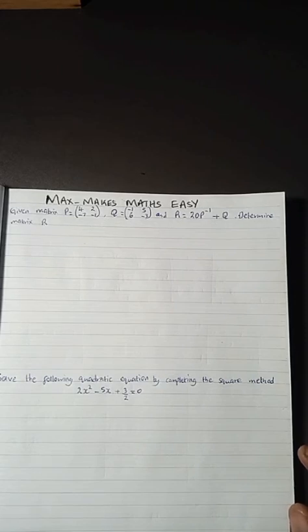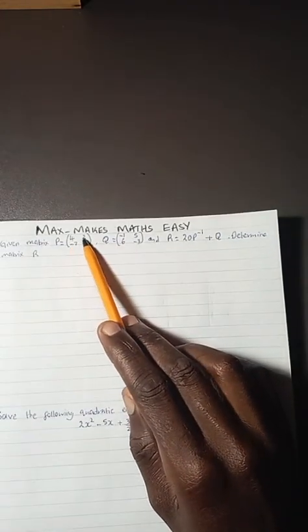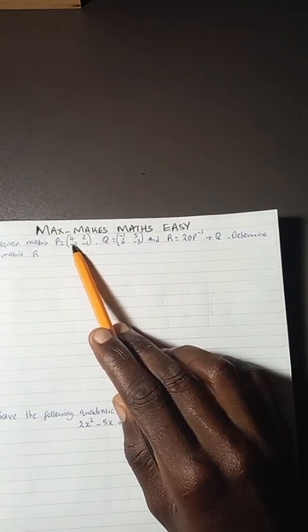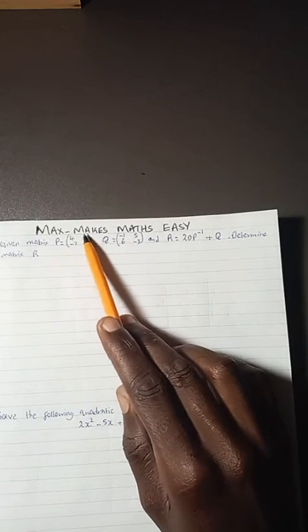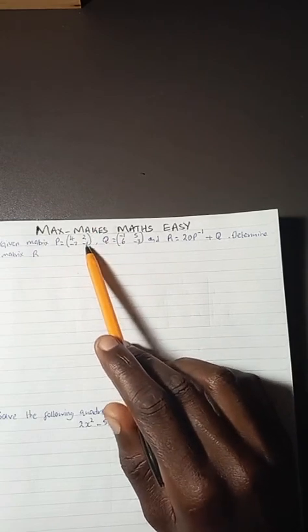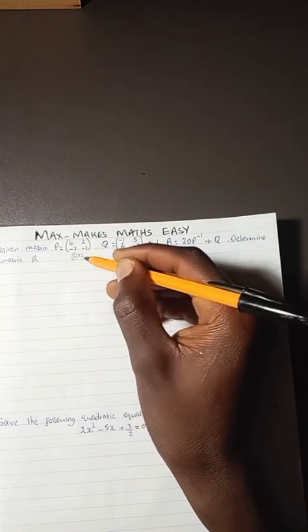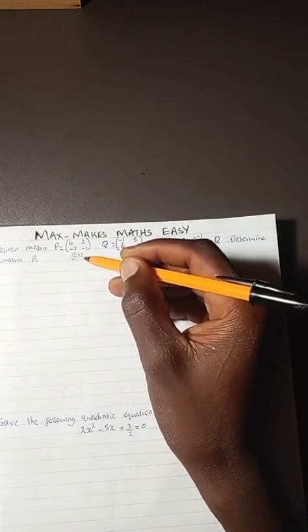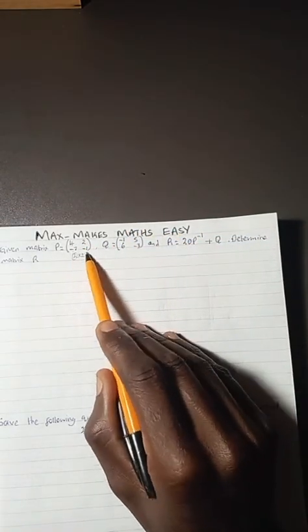So let us begin with our first question, that reads: given matrix P, we are given a 2 by 2 matrix. Matrix P has the first row 4, 2 and the second row -7, -1. So we are given a 2 by 2 matrix, with 2 columns and 2 rows.